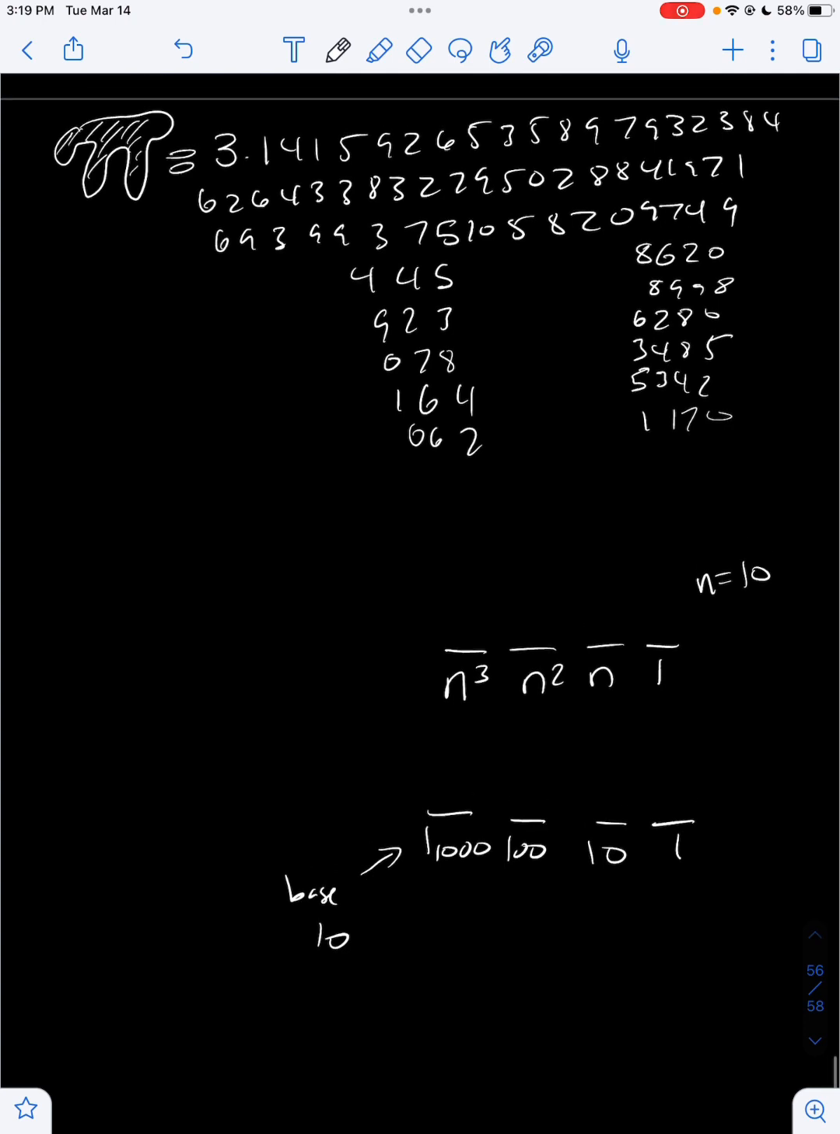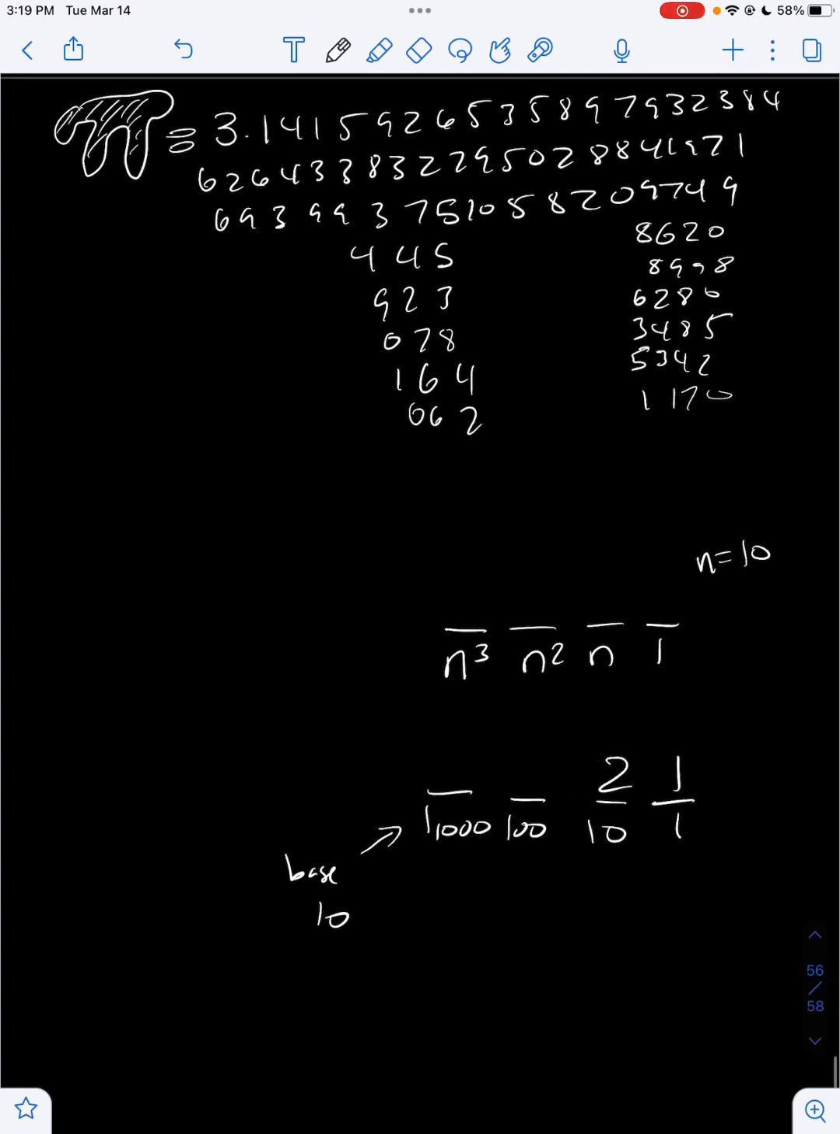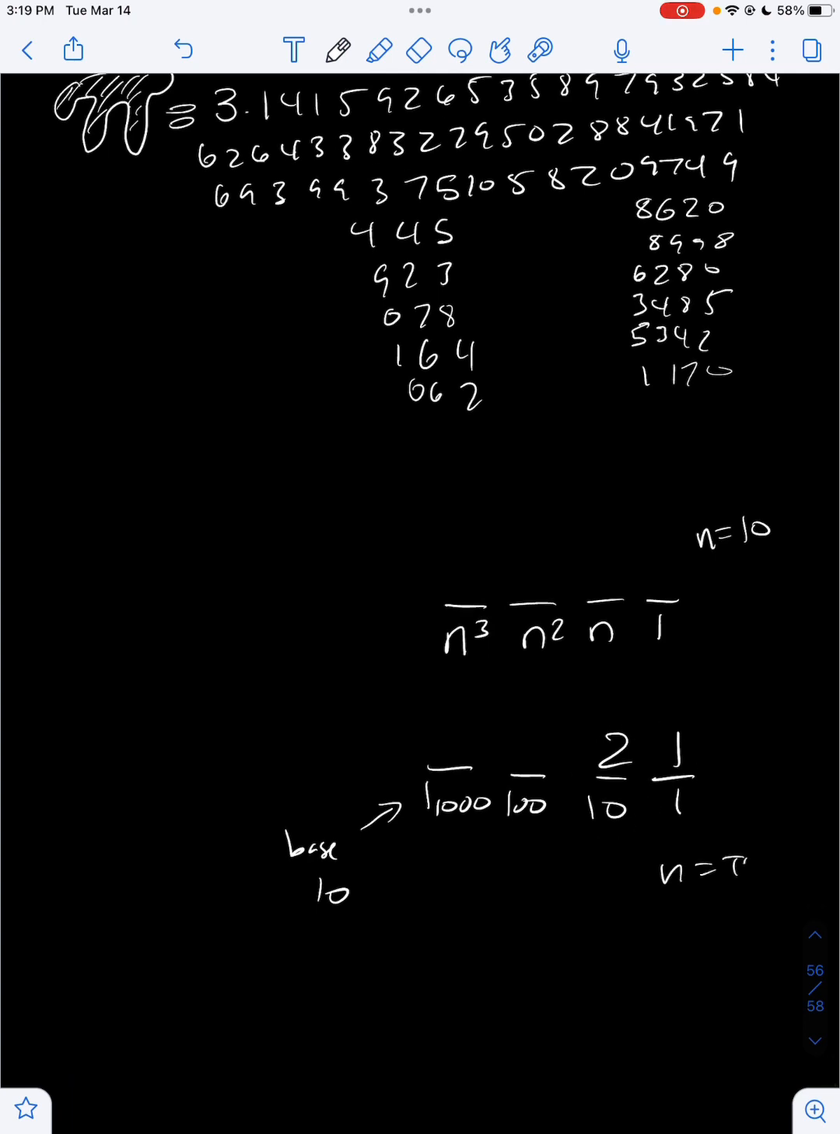So 10 in base 10 is just 1, 0, because we have 1 ten and 0 ones. And 21 in the base 10 system will be 2, 1, because we have 2 tens and 1 one. So for base pi, n is just pi. So we have 1, then pi squared, then pi cubed, and so on. So pi in base pi is just 1, 0. So you can see that pi has a finite number of digits in the base pi system.